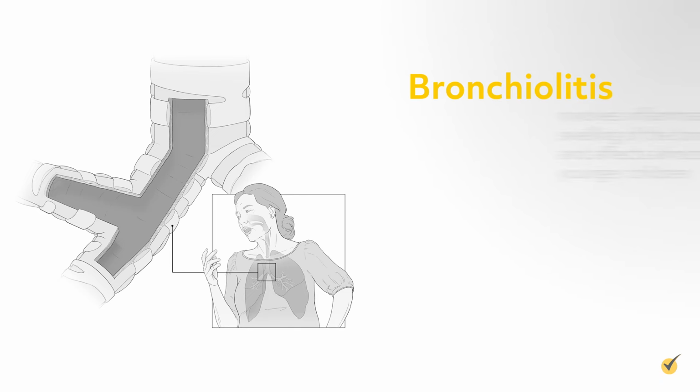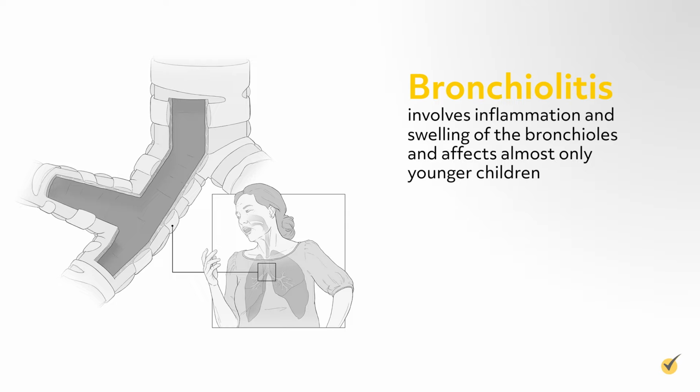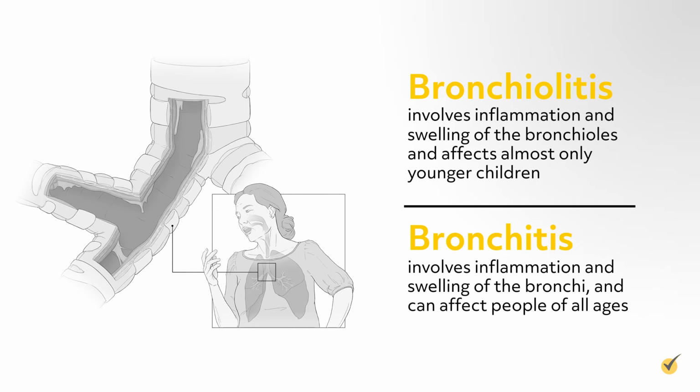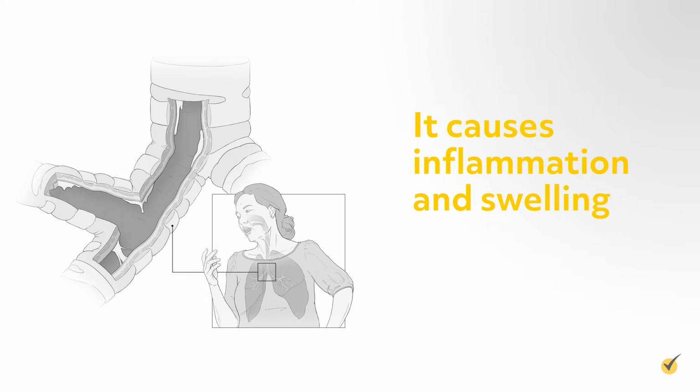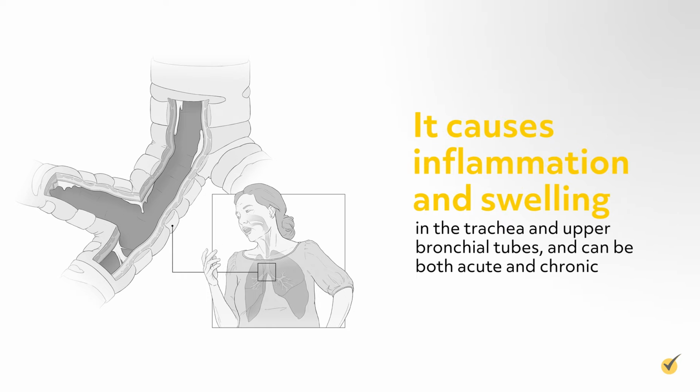While bronchiolitis involves inflammation and swelling of the bronchioles and affects almost only younger children, bronchitis involves inflammation and swelling of the bronchi and can affect people of all ages. It causes inflammation and swelling in the trachea and upper bronchial tubes and can be both acute and chronic.